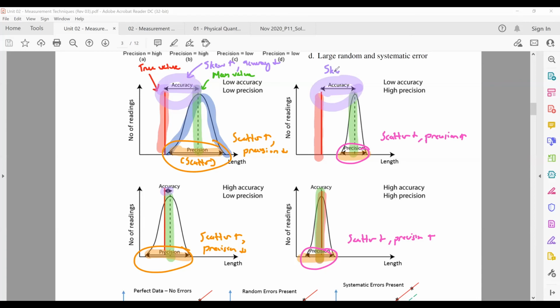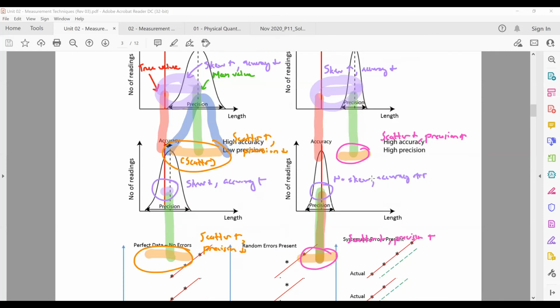This one, the skew is high, your accuracy is low. Whereas for this one and this one, you see that the mean value is very close to your true value, so the skew is very little, your accuracy is high. And then this one, your mean value is at the true value itself, so this one has no skew, your accuracy is actually the highest here. Okay, so that's one way which you can see from this graph.